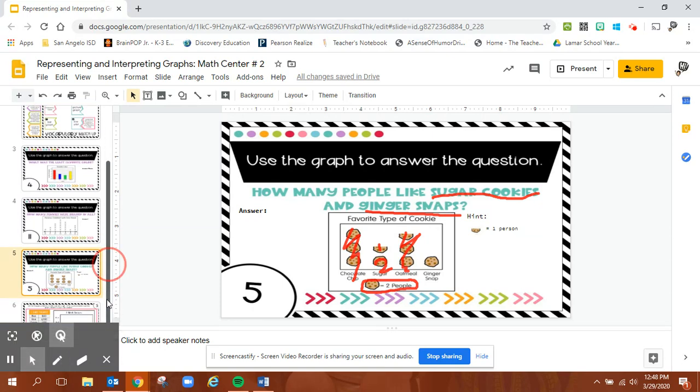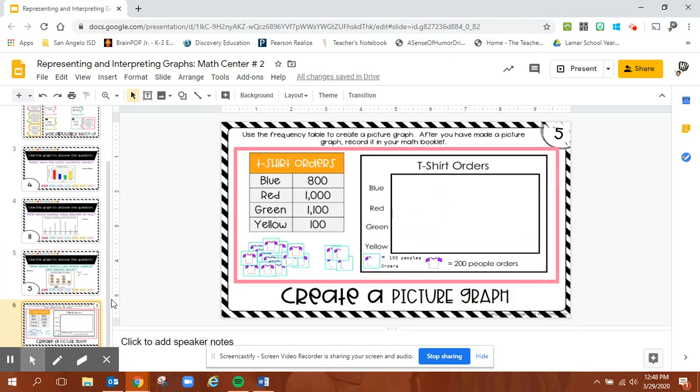All right, let's go to our next question. Okay, this one says use the frequency table to create a picture graph. After you've made the picture graph, it says to record in your math booklet. Again, we don't have our math journal, so we are just going to make the picture graph. Now you're going to use this frequency table right here to create your graph.